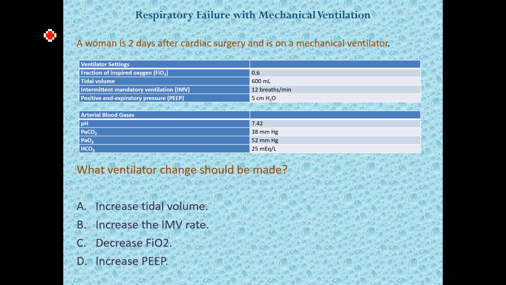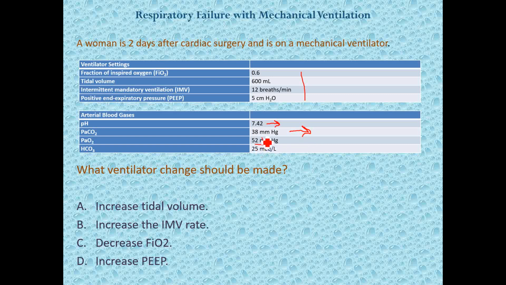We've got a patient, a woman who's 2 days post-cardiac surgery, and she's on a mechanical ventilator. There are her settings here, which we'll address in a second. But we have to look at the ABGs and then determine what ventilator change should be made. So we look first at the pH, and we see that the pH is normal. It is in the normal range. Now we have to look at the CO2. The CO2 is between 35 and 45, so we see that the CO2 is also normal.